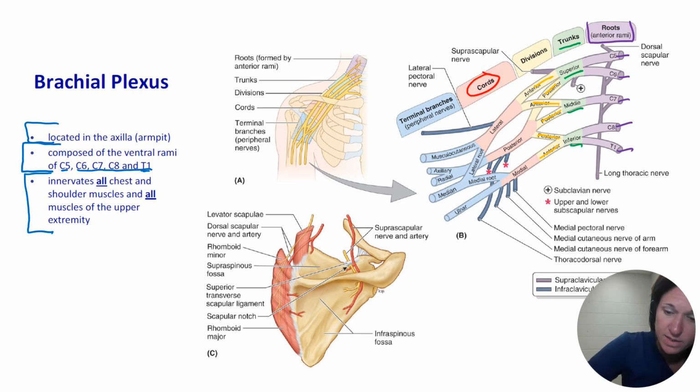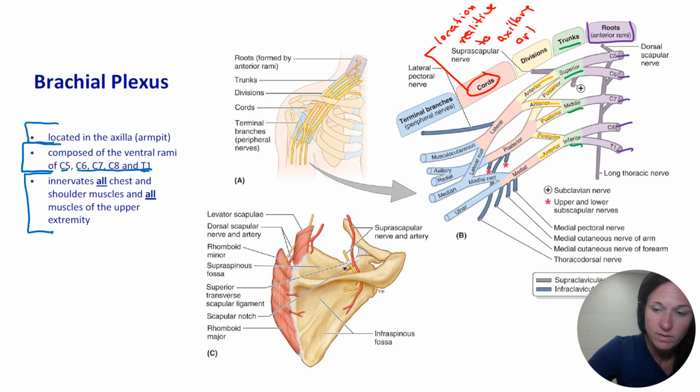So the cords, now how do we name the cords? The cords are named for their anatomic location relative to the axillary artery. So lateral to the axillary artery is going to be the lateral cord. Posterior to the axillary artery is going to be the posterior cord. And medial to the axillary artery is going to be the medial cord. And then the cords will give us our terminal branches.